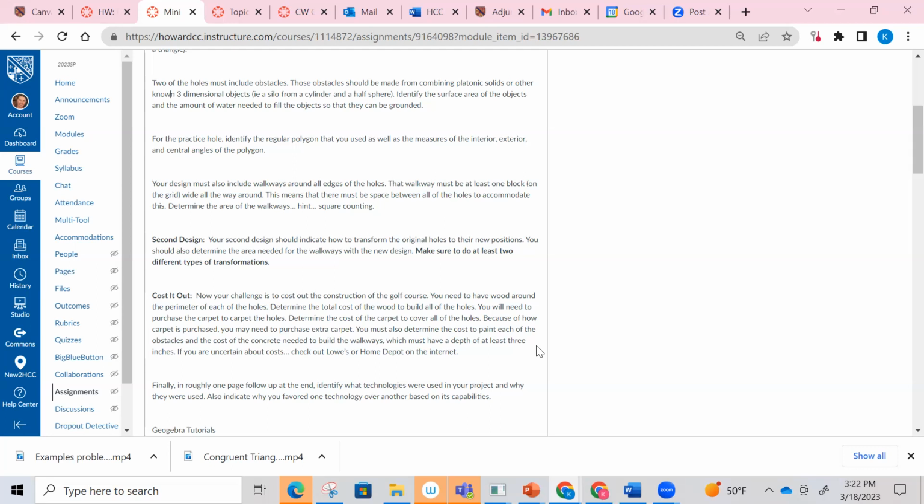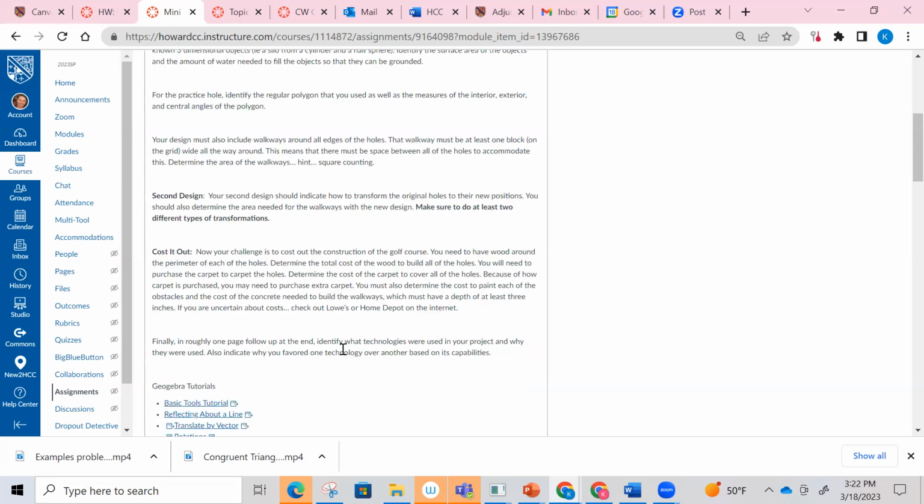And then you will also need to put concrete on the walkways. And so you'll have to, again, kind of find the volume of the concrete. You're doing a depth of at least 3 inches, and then all your walkways will probably be rectangles. And so you'll have a length and a width with those, and you'll need to calculate how much concrete you need and then the cost of concrete.